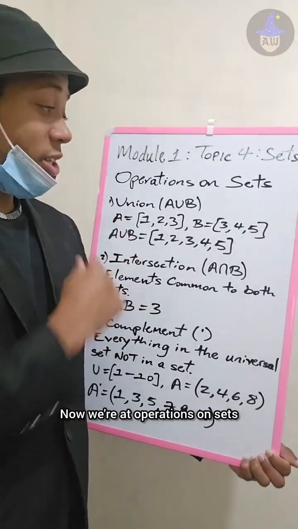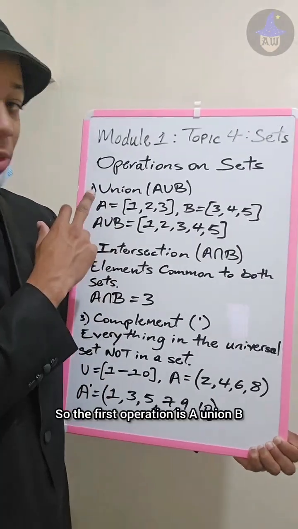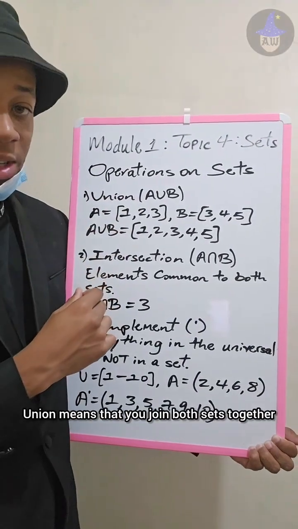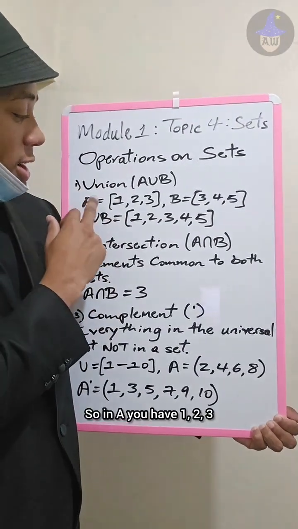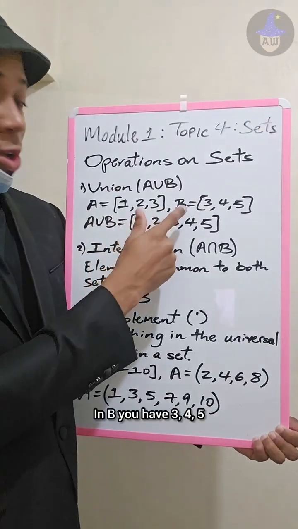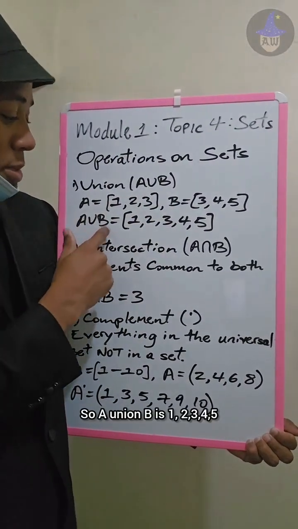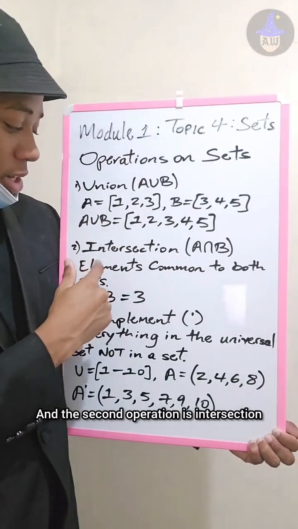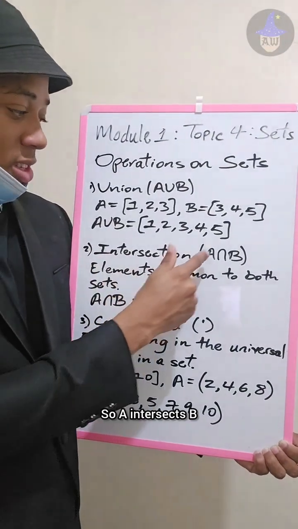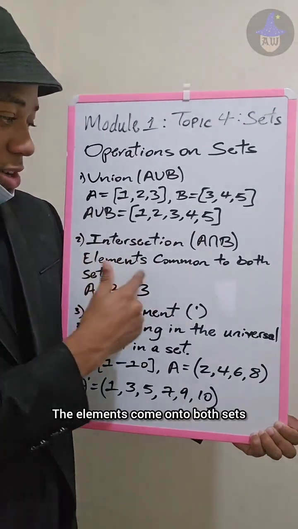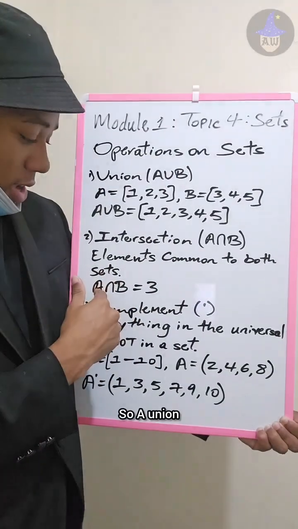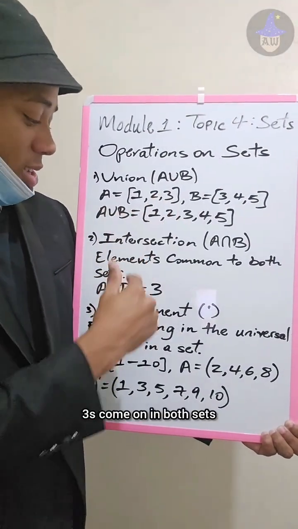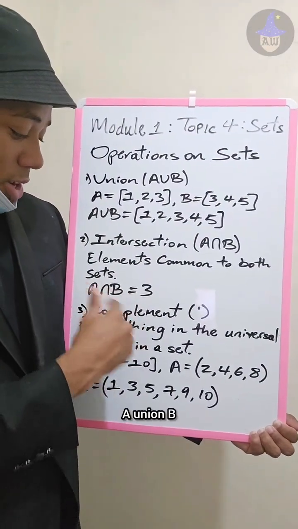Now we're at operations on sets. So the first operation is A union B. Union means that you join both sets together. So in A you have 1, 2, 3, in B you have 3, 4, 5. So A union B is 1, 2, 3, 4, 5. And the second operation is intersection. So A intersect B is the elements common to both sets. 3 is common in both sets, so the answer is 3.